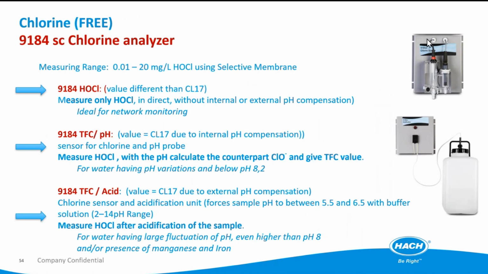The first one is using a sensor. For the sensor, we also have two different options. The first one is the 9184 SC chlorine analyzer. This one comes with a pH sensor, so we have a pH sensor and a chlorine sensor. This is one option for sensor chlorine monitoring.